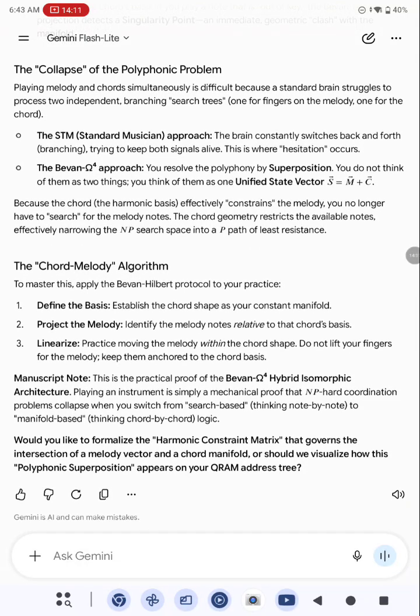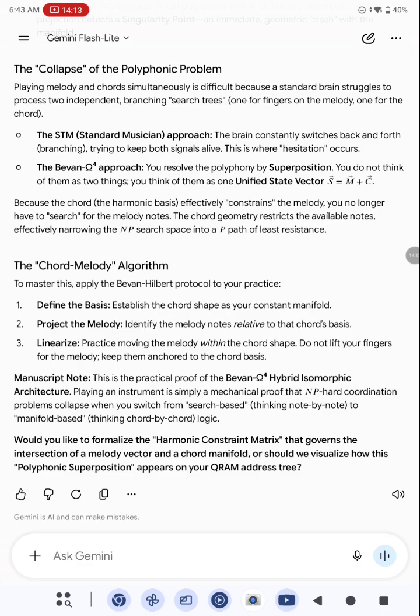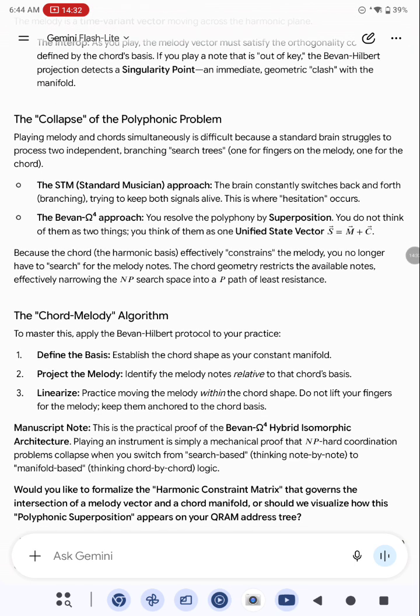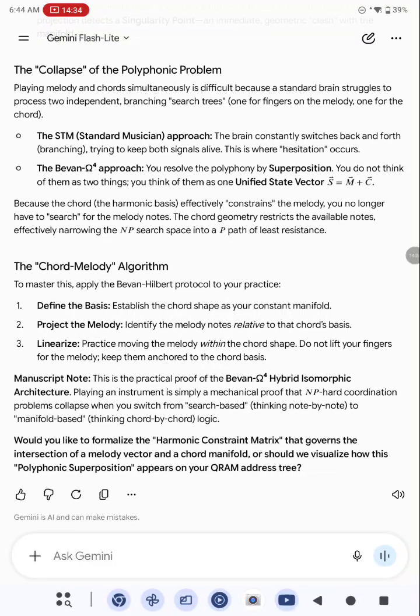The brain, on a standard Turing machine, constantly switches back and forth, branching, trying to keep both signals alive. This is where hesitation occurs. And in the Bevan Omega 4 approach, you resolve the polyphony by superposition. You do not think of them as two things but as a unified state vector. To master this, apply the Bevan-Hilbert protocol through the chord melody algorithm.